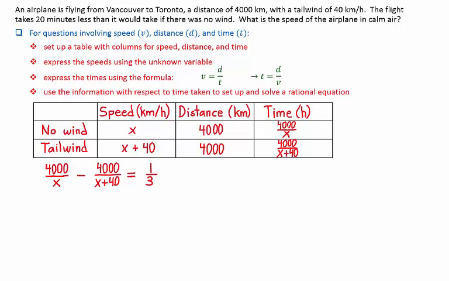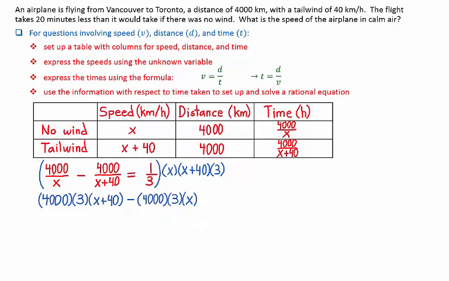In order to solve this equation, we clear the fractions by multiplying by the common denominator, x times x plus 40 times 3. For the first term, the x cancels out. This results in 4,000 times 3 times x plus 40. For the second term, the x plus 40 cancels out. This results in minus 4,000 times 3 times x. And for the final term on the right side of the equal sign, the 3 cancels. This results in x times x plus 40.